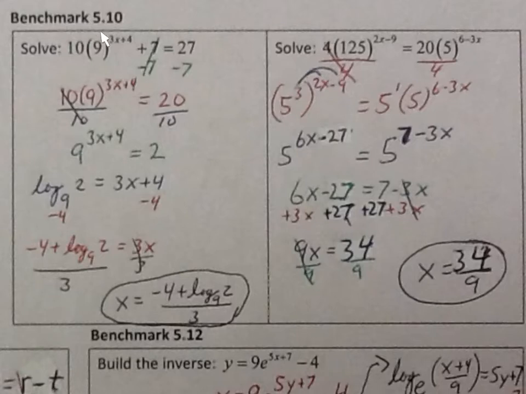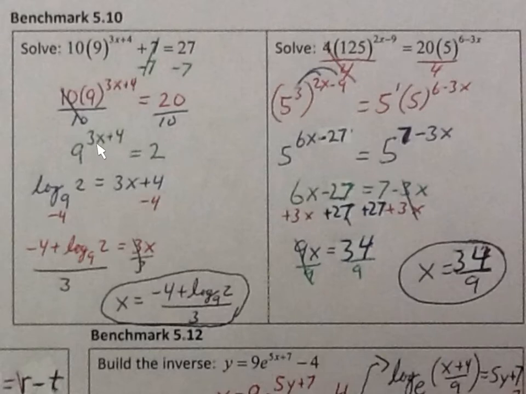Let's now talk about benchmark 5.10. In order to solve this, what you have to do is treat it like normal solving. We want to get this piece right here by itself. So the first thing we always do in solving is get rid of the plus or minuses. So I'm going to subtract 7. Then, to get this piece by itself again, I have to divide the 10 off, because it's multiplied on. Our whole goal is to get to this point with the exponent on the left side.